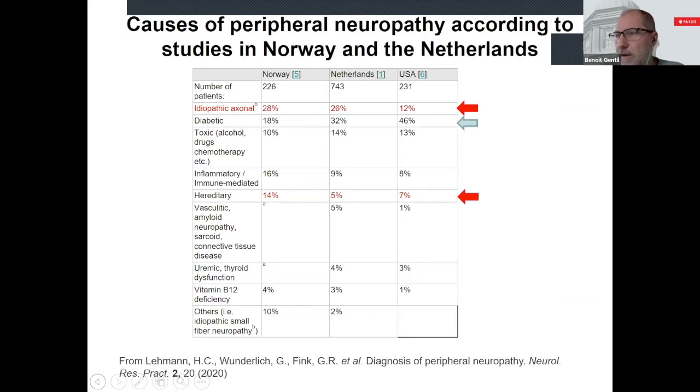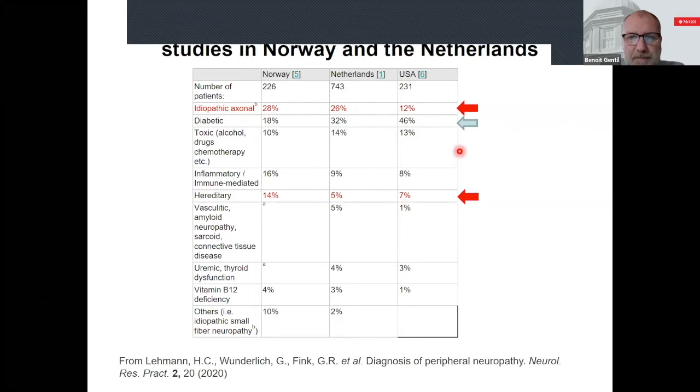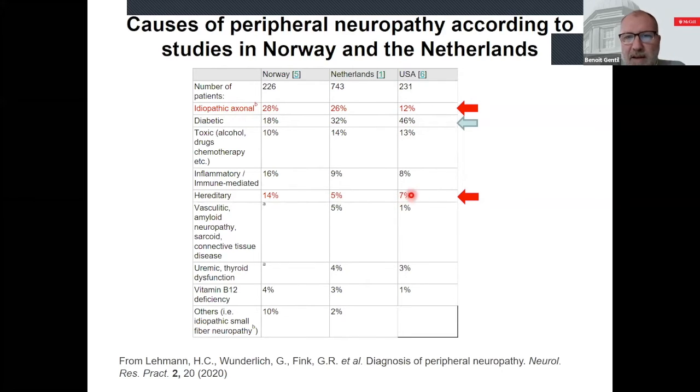So the first thing I wanted to share with you is what is the proportion of axonal neuropathies in general, and it's quite difficult to find some data. You have here some data that are coming from Norway and Netherlands. This is a table showing the number of patients in Norway, Netherlands, or USA. Idiopathic axonal neuropathy is quite prevalent in Norway and Netherlands, a little bit less in USA. You also see the proportion of patients affected by hereditary or genetic causes of peripheral neuropathy, and that's still quite rare if you look at this table. So genetic causes of peripheral neuropathy are still rare.